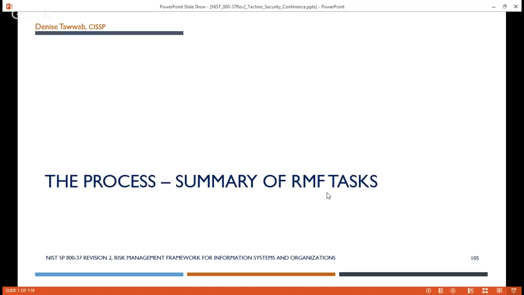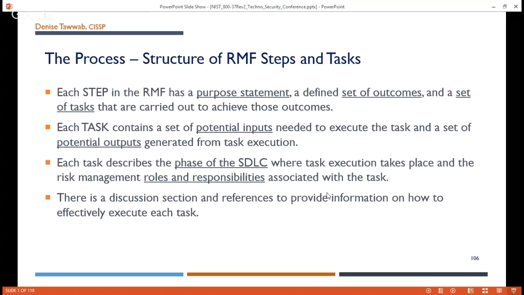So let's do a summary of risk management framework tasks, and this is the actual process. The way the risk management framework structures the steps and tasks. Each step in the risk management framework has a purpose statement, a defined set of outcomes, and a set of tasks that are carried out to achieve the outcomes.